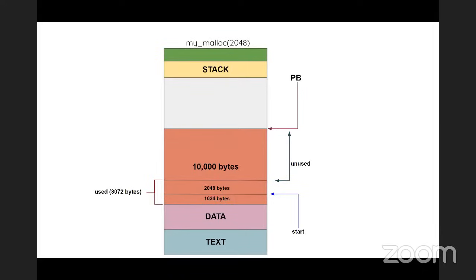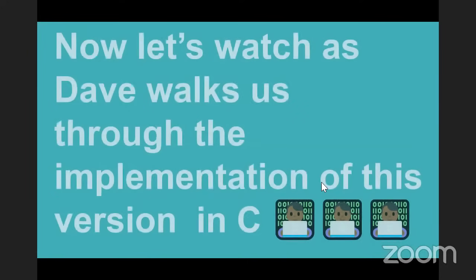That is the start of the memory allocated, and this is where the unused memory is. The program break remained the same. Now I'll be handing it over to my teammate Dave, and let's watch as he walks us through the implementation of the optimized version in C.